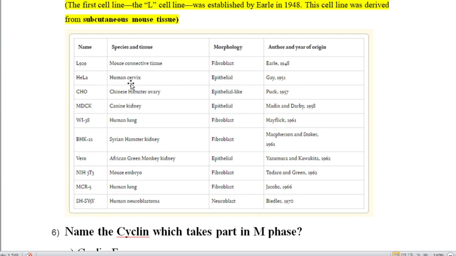So at least know from which tissue the particular cell line has been derived. The HeLa cell line is derived from human cervix, CHO from Chinese hamster ovary, MDCK from canine kidney, WI38 from human lung, and MRC5 is also from human lung tissue. BHK21 is from Syrian hamster kidney, and Vero cells are from African green monkey kidney. NIH3T3 is derived from mouse embryo, and SH-SY5Y is from a human neuroblastoma cell line.